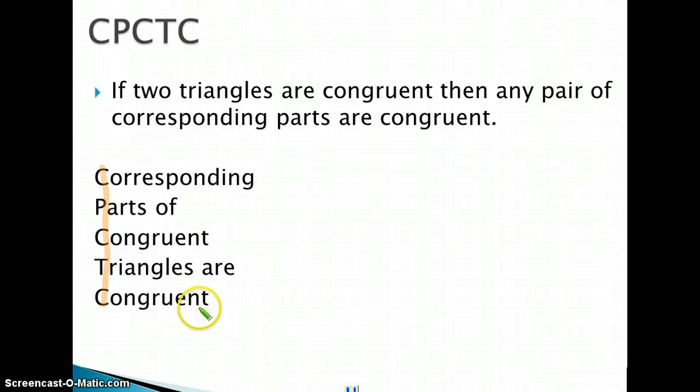To use this, you have to have triangles congruent first, and then you can start picking out the corresponding parts. That's why naming was so important in the last section. We had to make sure that our correspondence was there.